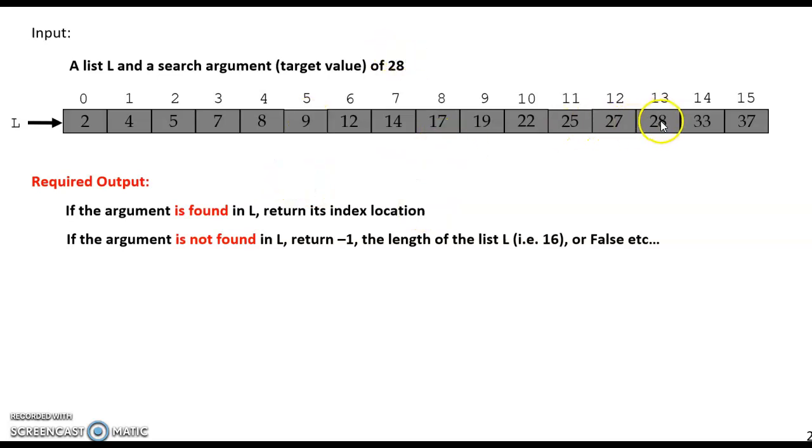You can see here that 28 is in index position 13, so we'll be returning 13 and saying we found it in that position. If the argument is not found in the list L, well, the common convention in programming is to return -1, and then with your if statement you might say something like, if the result is -1, then you haven't found it. Or you maybe could return the length of the list, that's sometimes used, or false, something like that. But as I say, I'm going to be returning -1 there, which is the common convention.